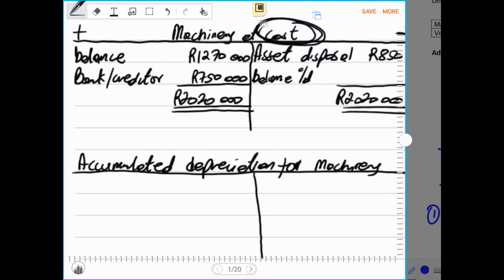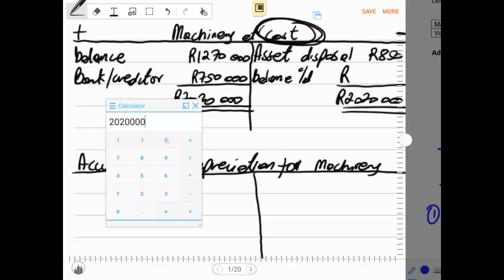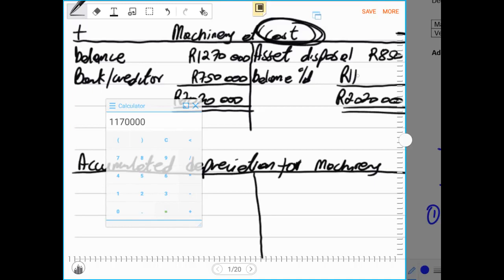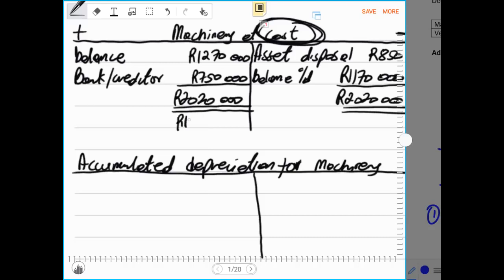And for our balance carried down, we'll have to deduct the cost of 850,000. Then after this that will give us 1,170,000. And 1,170,000 becomes the balance brought down. So now this ledger account is complete and done. This will be very useful when we do the column of the machinery in the property, plant and equipment note.